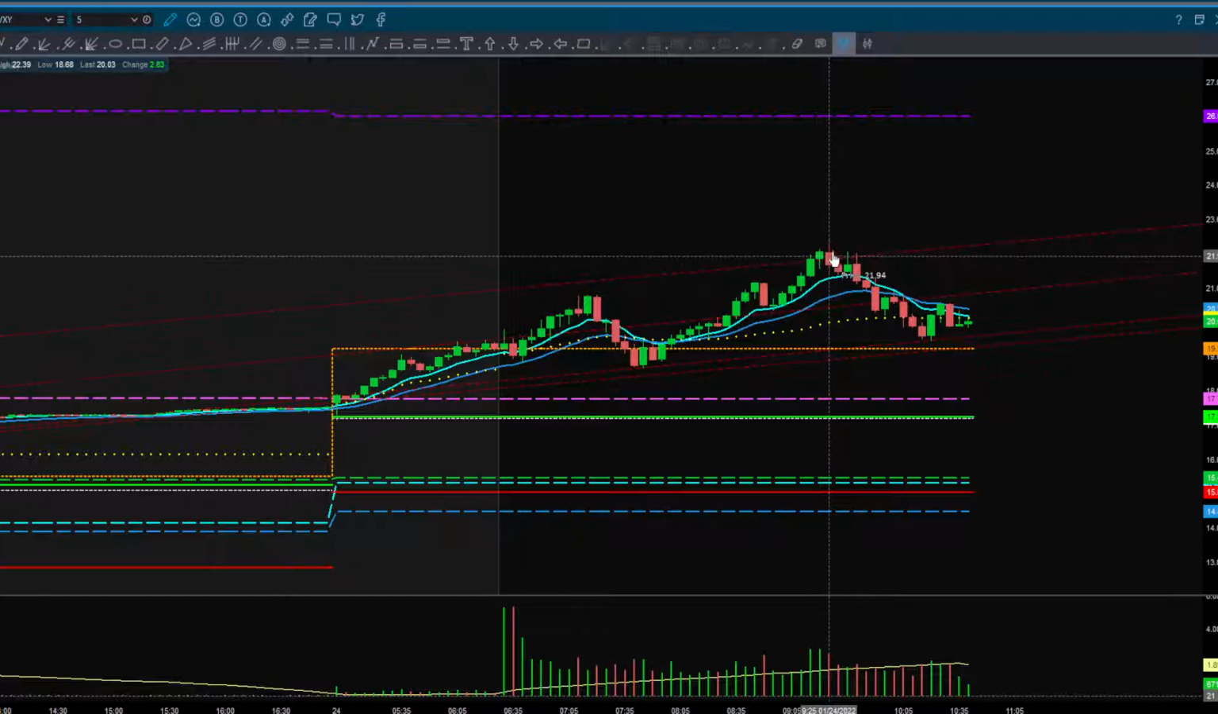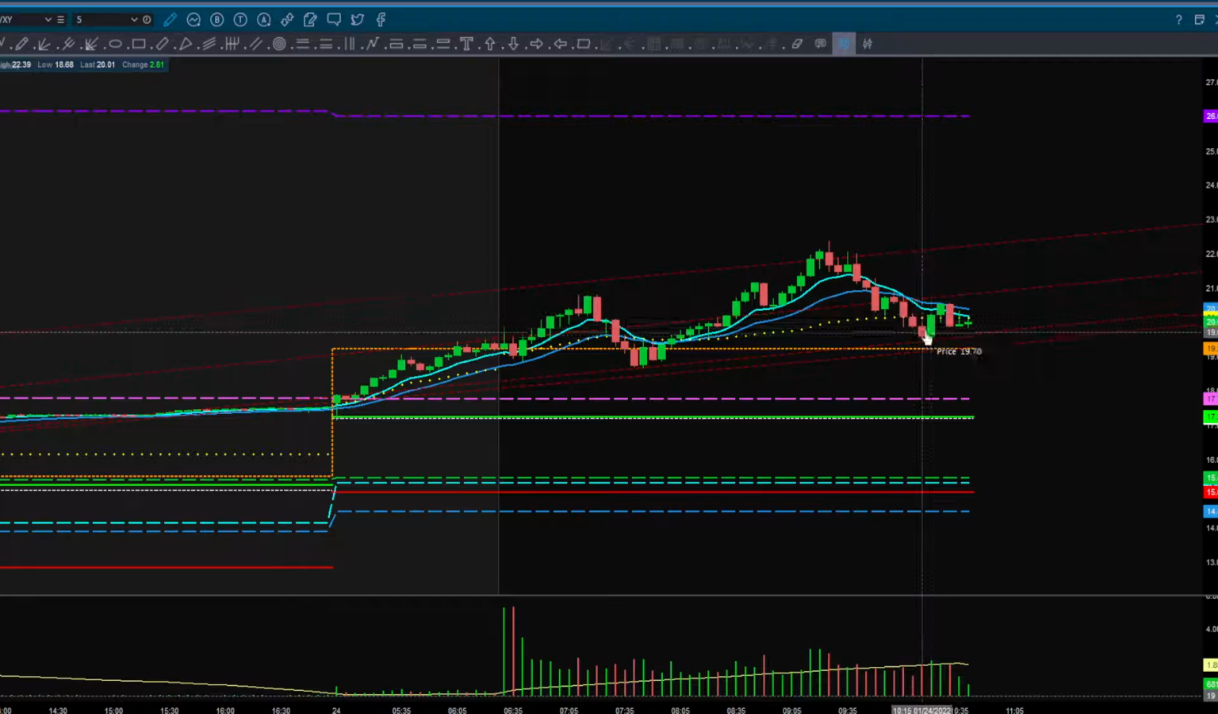So today I actually took a position on the SVXY because I thought this would be a good time to short volatility, and closed out a little bit here and then down here some more. So that's kind of how I trade volatility.